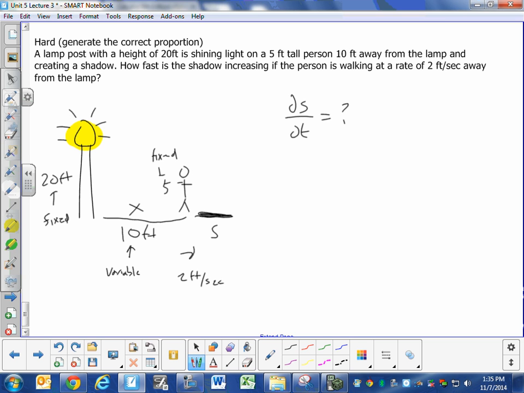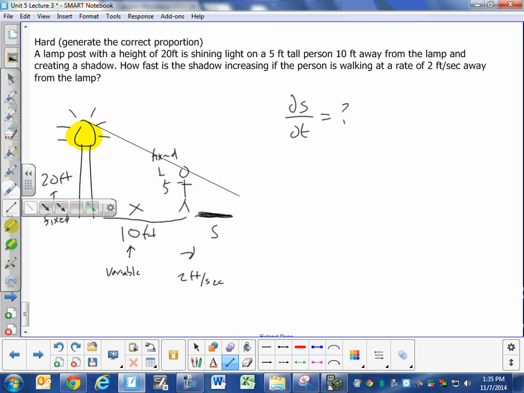Okay? Because I'm walking away, the shadow is going to be changing. This is a variable. I'm moving away. This is a variable. This 20 feet is fixed. Well, you'd think I would use the distance formula to figure out the shadow, but it's actually going to be easier than this. What I have is a set of similar triangles.